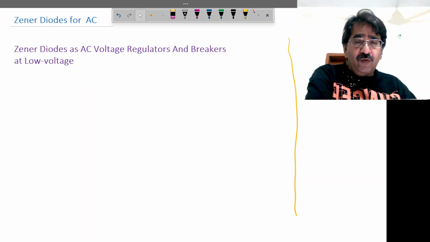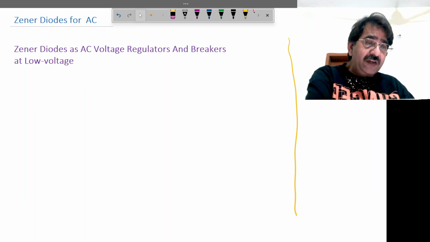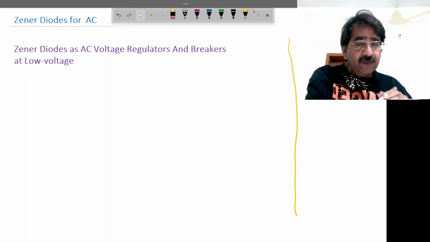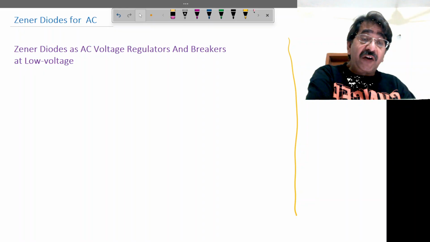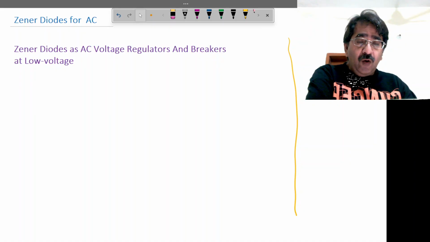Today I will discuss the Zener diode as an AC voltage regulator and breaker at low voltage. Last time I discussed the meaning of the Zener diode. In the last lecture I discussed what the Zener diode is and how it acts as a voltage regulator for DC and breaker at low voltage. But now I will discuss it for AC voltage.